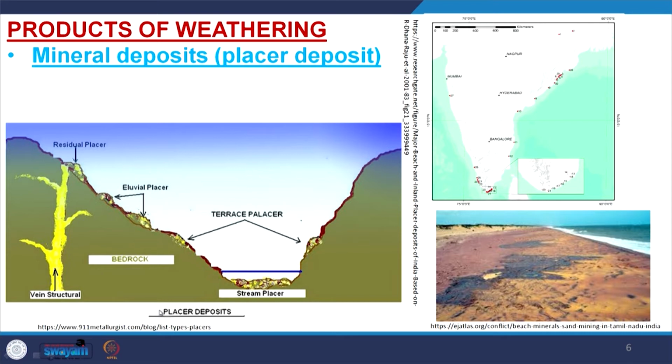One is called primary deposit, which is the mineral formed during the formation of the rock. Another type is called secondary mineral deposit. That means after the rock forms, first the rock forms, then the mineral forms. Mostly, weathering is responsible for secondary mineral deposits.